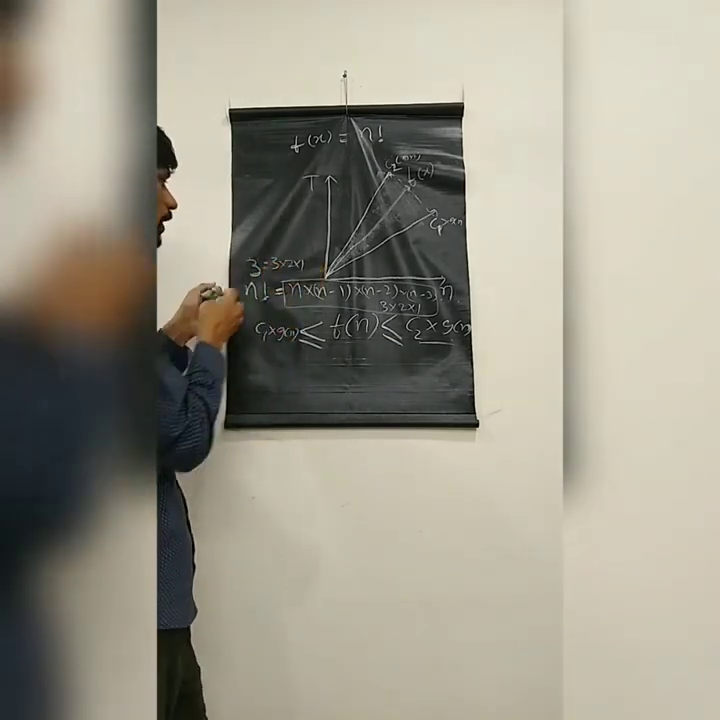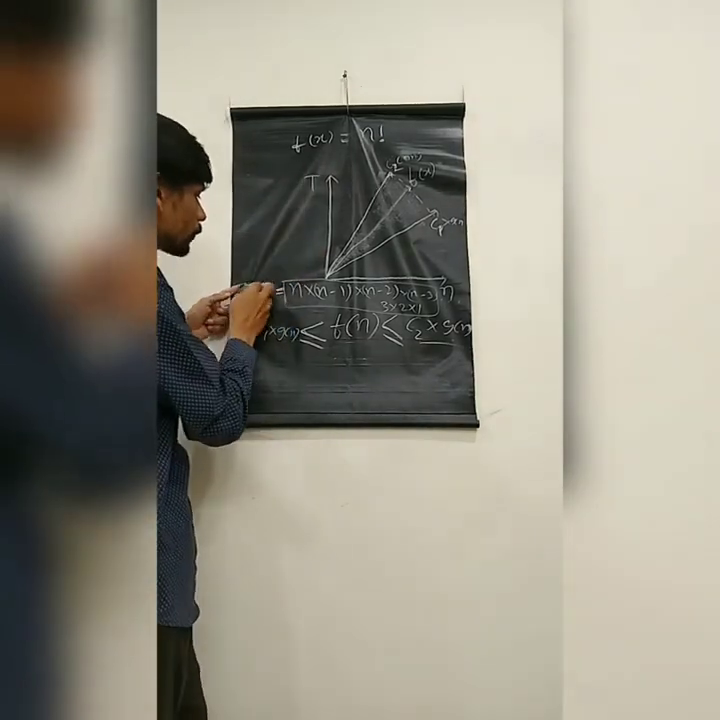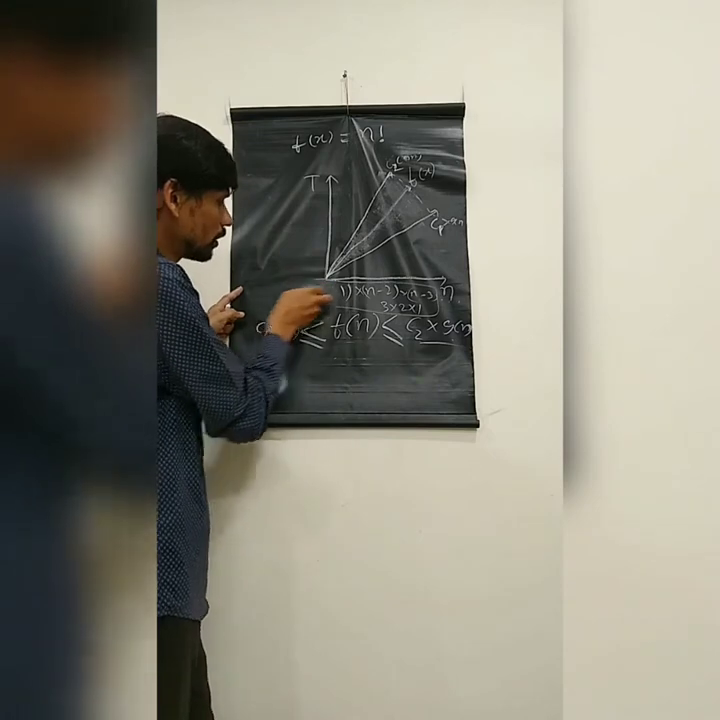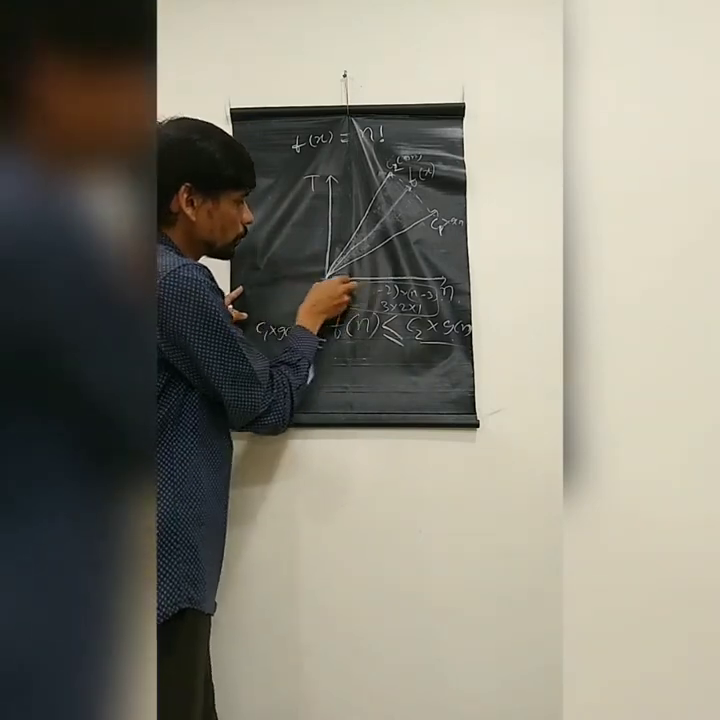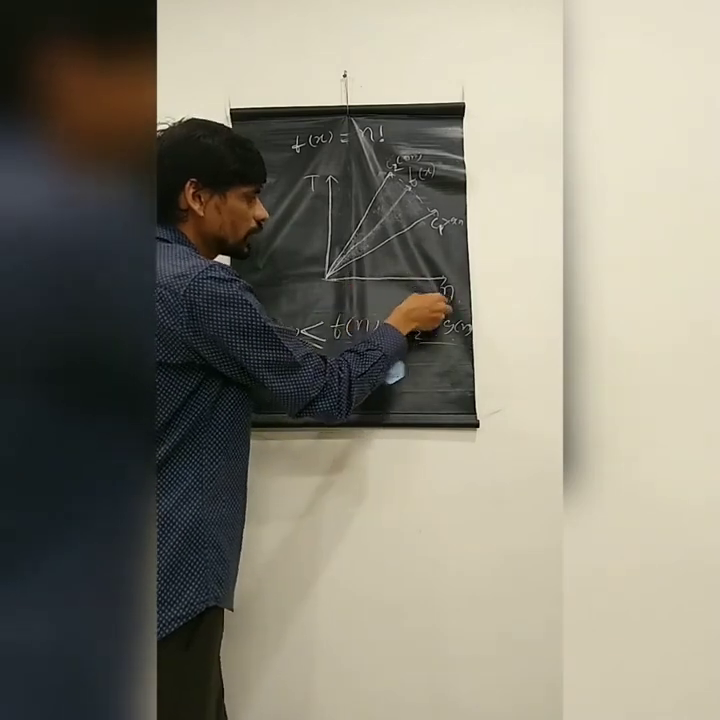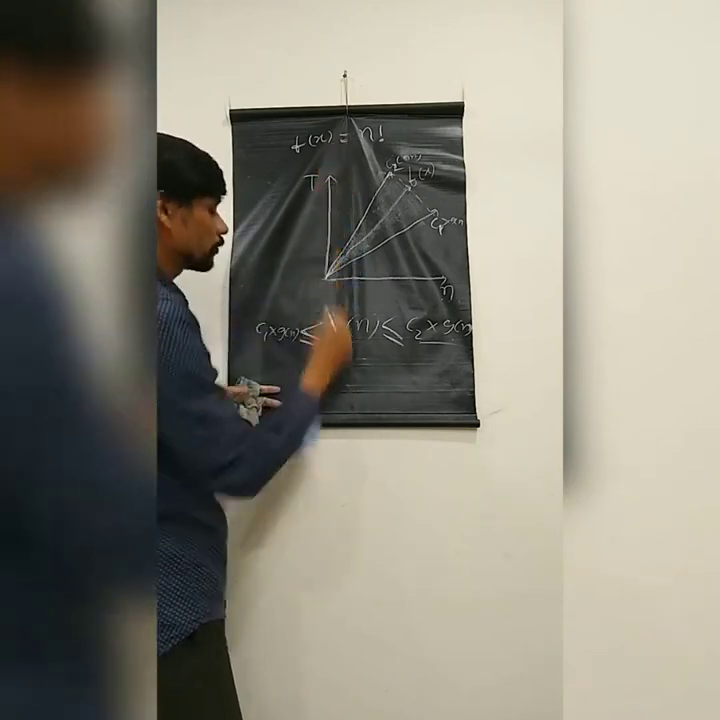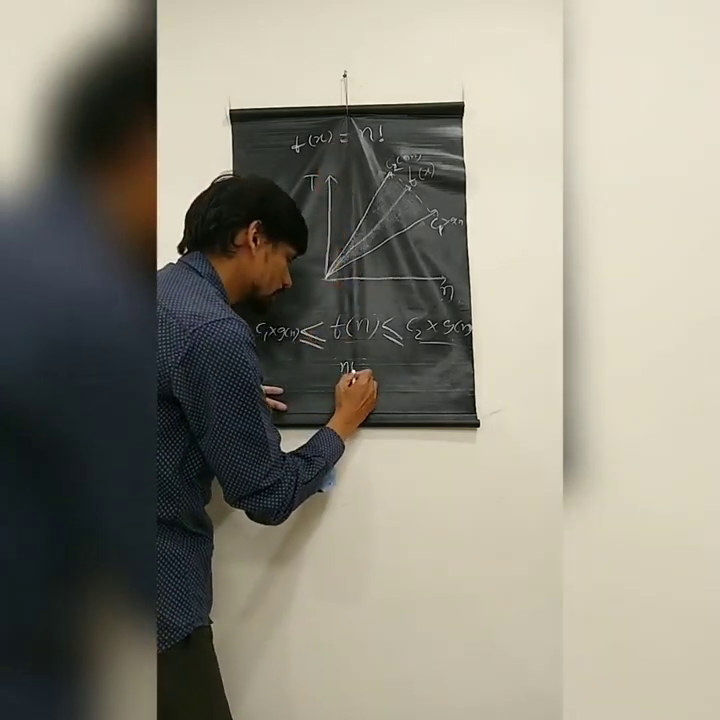So this is our n factorial. What will be the theta notation for n factorial? When you want to identify theta notation for n factorial, what is my f of n here? F of n is n factorial, right?